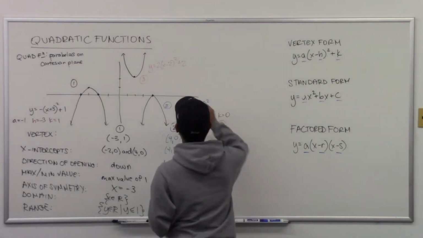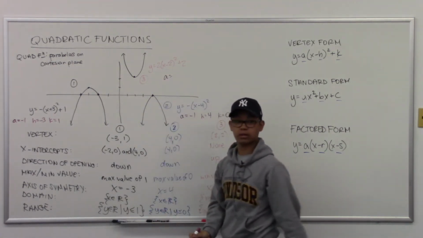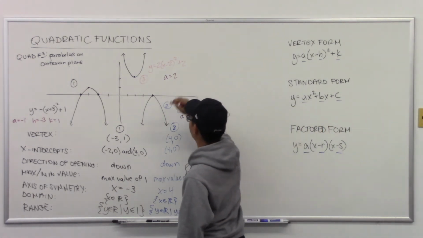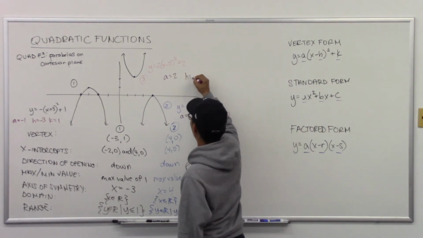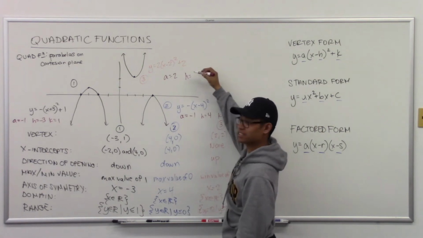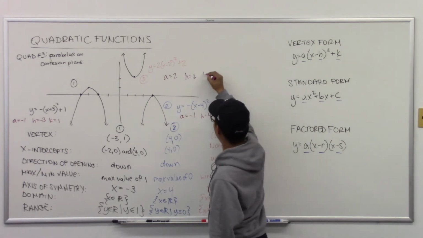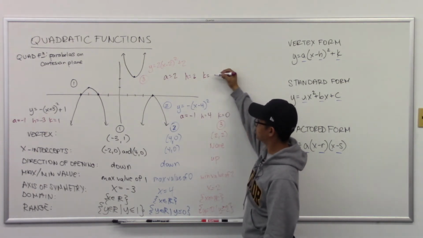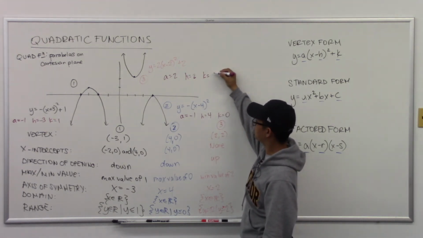And then here, what is the A value here? Yeah, good, always going with the A's here. What's the H value, Maya? Good. And what's the K value, Jules? Good.